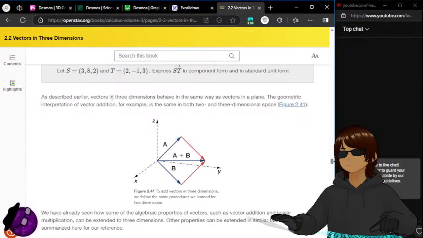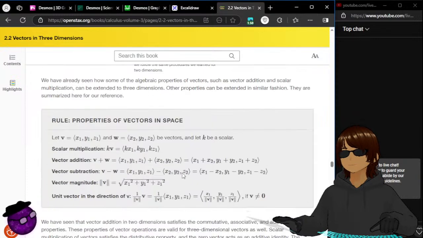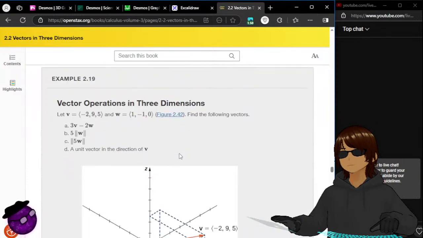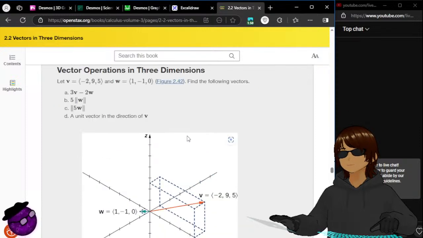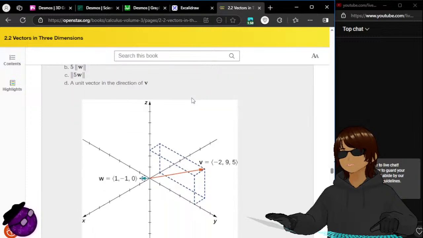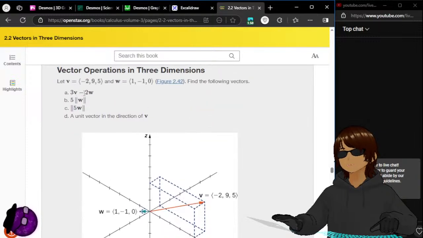As described earlier, vectors in three dimensions behave in the same way as vectors in a plane. The geometric interpretation of vector addition, for example, is the same in both two and three dimensional space. Let V be negative 2, 9, 5 and W be 1, negative 1, 0. Find the following vectors. So they have 3V minus 2W.